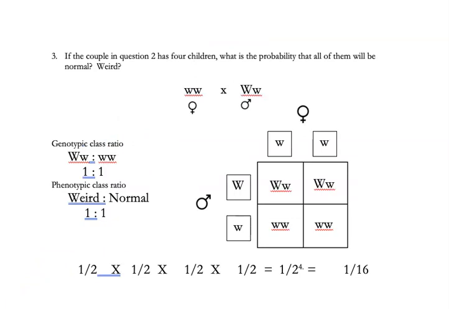So then the follow-up to this question is, if the couple in question 2 has 4 children, what's the probability that all of them will be normal or weird? Since they're in a 1-to-1 proportion, the odds of being normal would be 1/2. The odds of the first kid being normal or weird is 1/2. The second kid would be 1/2. The third kid would be 1/2, and the fourth kid would be 1/2. To give me 1/2 to the fourth power, or 1/16. And the odds of being normal are exactly the same.